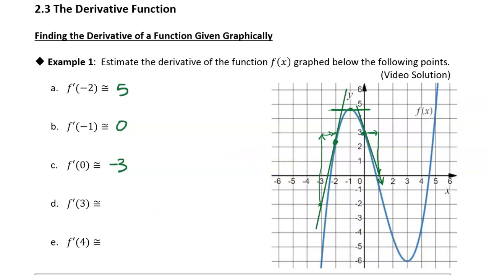f of 3. That's another easy one. That's just right here. It looks like that's the point at which it's turning around, so the tangent line would be horizontal. And then finally at 4, we're right here. Okay, let's try this again and see what I get here. If I draw a little tangent line at that point.